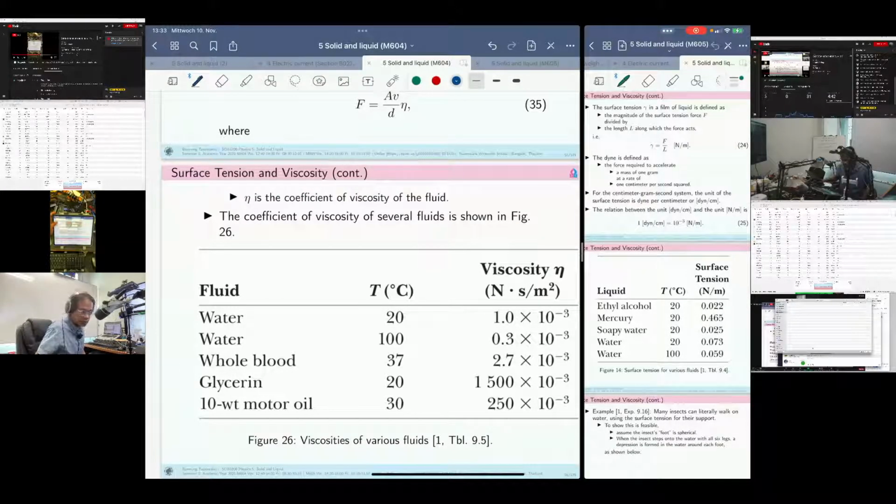For other materials, glycerin, whole blood. This is quite close to our life, right? It's the whole blood, and yeah.